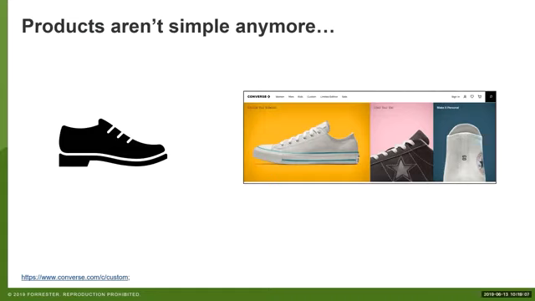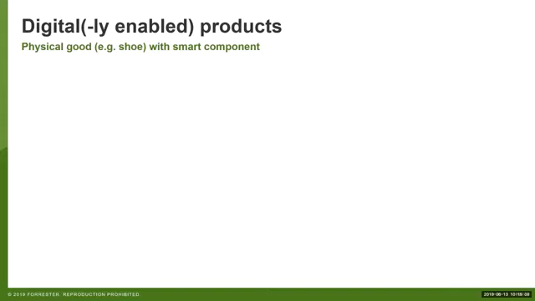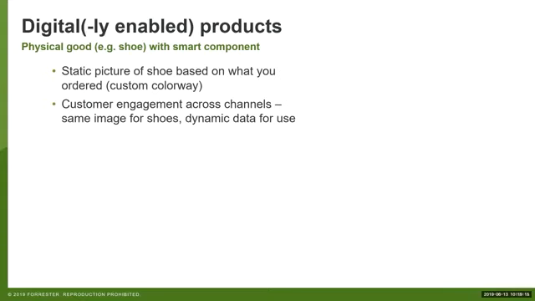And let's make it even more complicated. Let's digitally enable that product, because not only is that shoe customized, and we could think about how the common back end for content would provide a static picture of that shoe based on your custom colorway. You'd actually make that available across a whole bunch of channels so that when I log in via the app or on the website or in the email, it all looks the same and no two customers are alike.